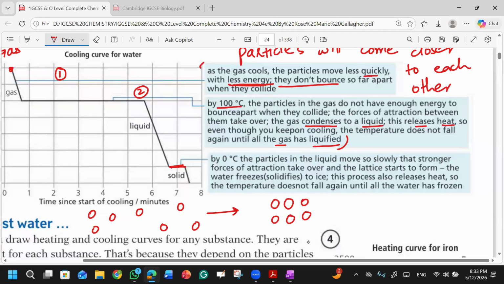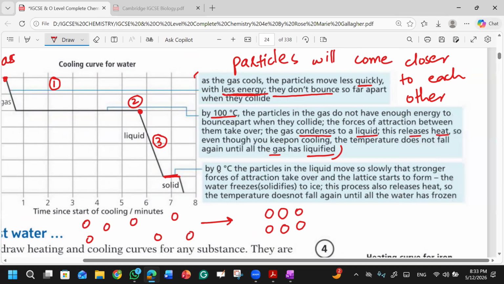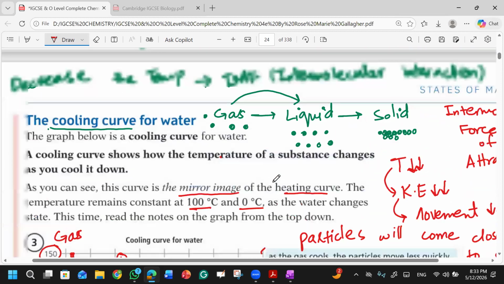We say that the temperature does not fall because at this stage the heat is released at this point. After that, from point 2 to point 3, what is happening? The liquid loses heat energy. You know, cooling means heat energy is released.